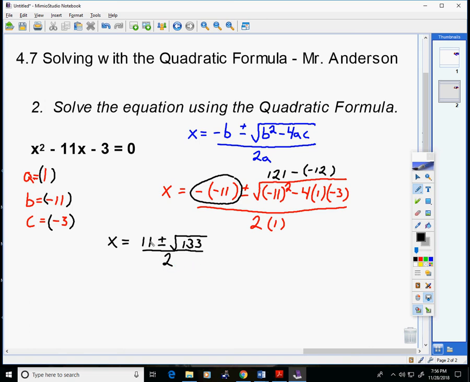Now you want to make sure and simplify this fraction if you can. I can't simplify 11 over 2. And you also want to simplify any radicals if you can. And I can't simplify that square root of 133 either.